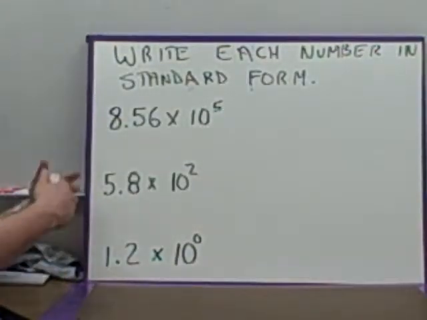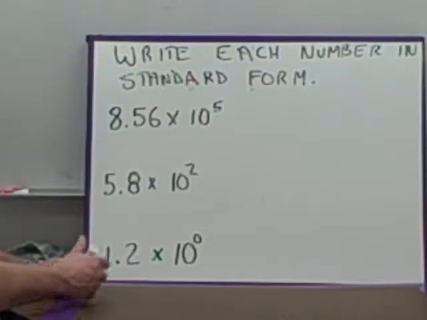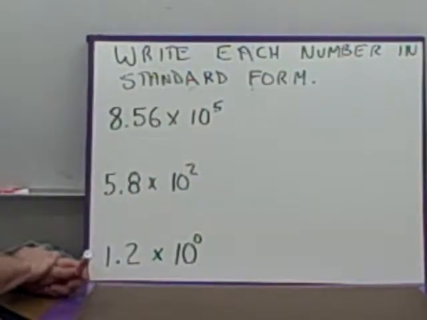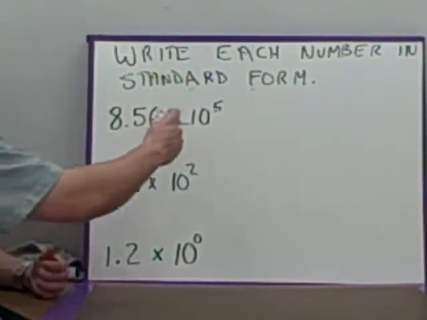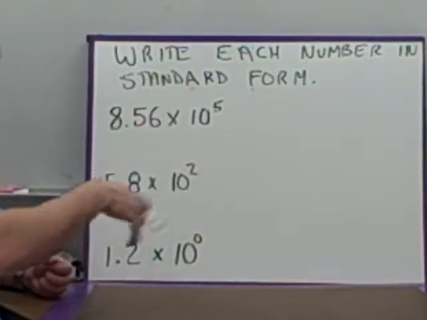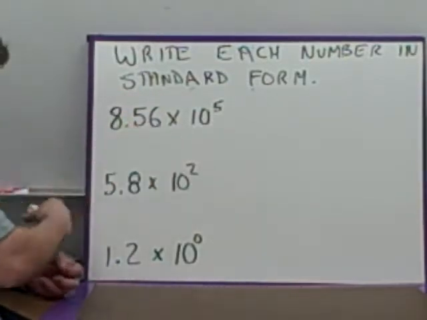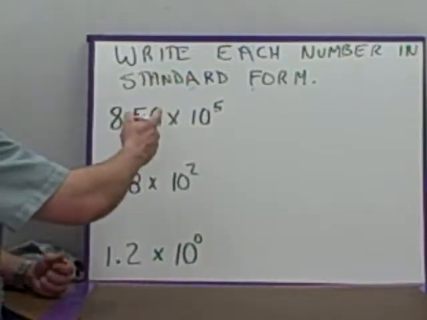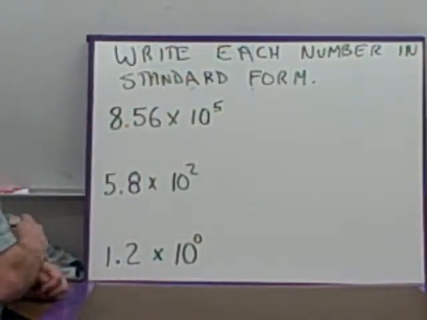First, we're asked to write these numbers in standard form. To do that, we're going to multiply by 10 to the fifth. Well, instead of having to multiply 10 times 10 times 10 and then multiply the result times 8.56, we can work with moving the exponent.